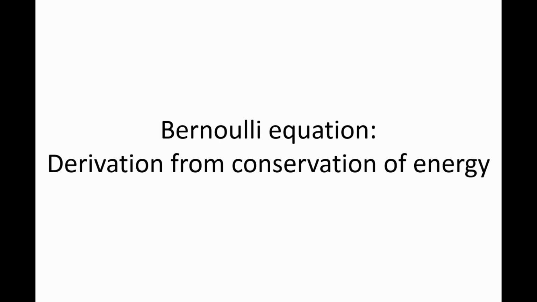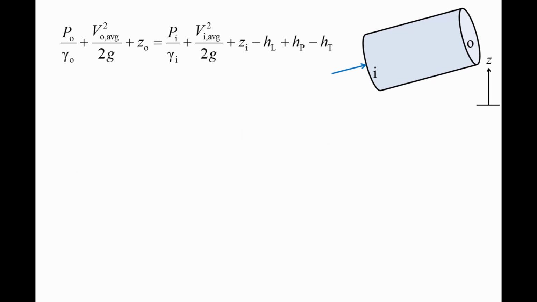In this lesson, we will derive the Bernoulli equation from the conservation of energy equation for control volumes. Here we have the conservation of energy equation for a control volume with one inlet and one outlet when the flow is steady and one-dimensional.